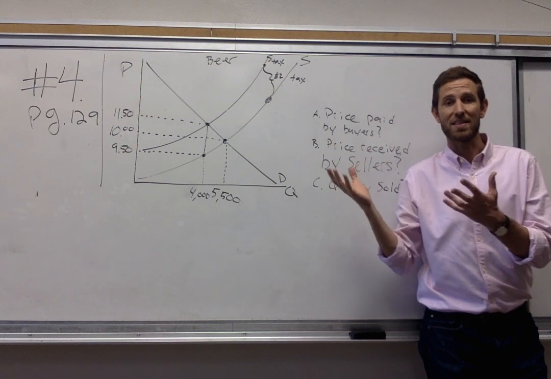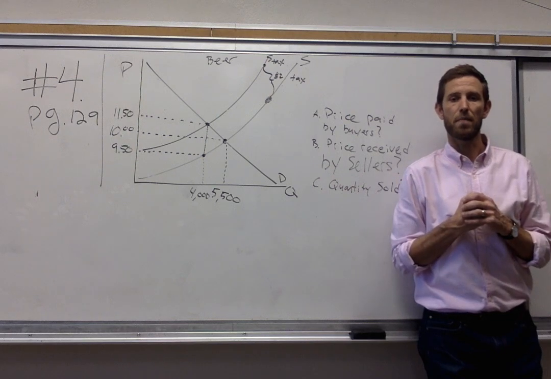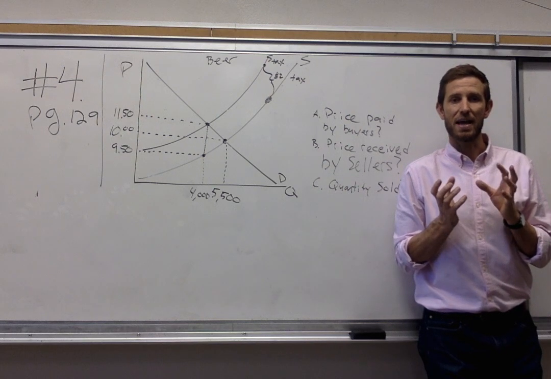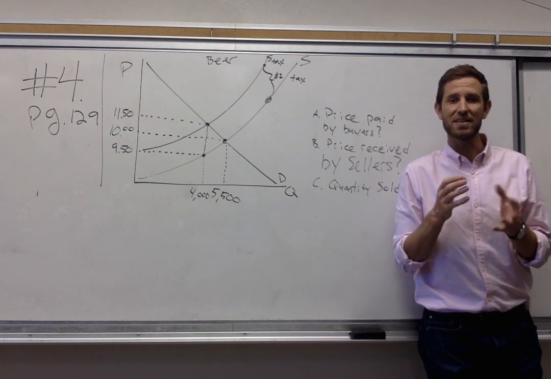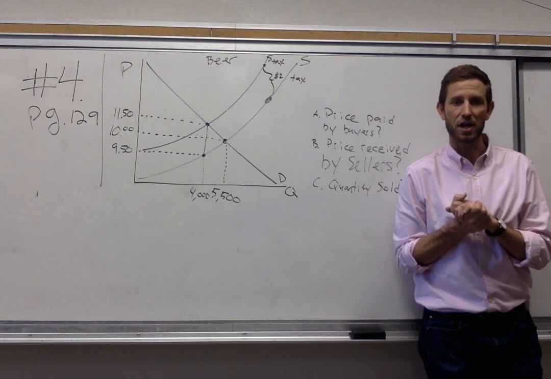Right? So again, the key principle to take from the problem here is that with per unit tax like this, it's quite common that the incidence or the burden of the tax is going to be shared by buyers and sellers.